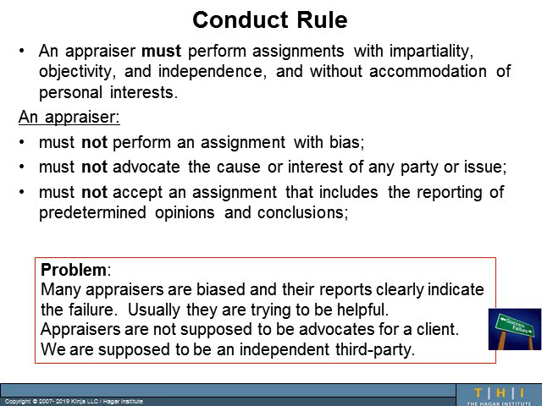Well, heck, I guess we're all biased to some degree, but many of them are biased, and their appraisal reports clearly indicate this. It's like they're going out of their way trying to be helpful to whoever their client is, or their cause, or their point of view. And we are not supposed to be advocates for the client. We're supposed to be a disinterested, independent third party saying, here's what the value is, or the impact on value for not having a building permit or something. And this is probably the biggest failure that I see.